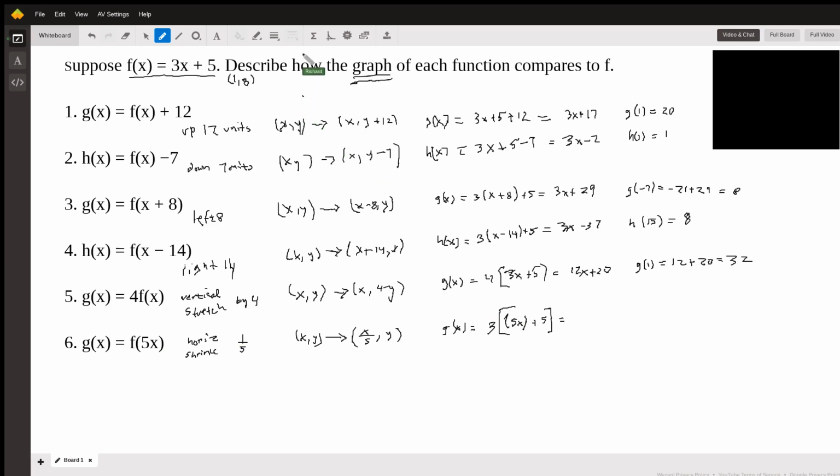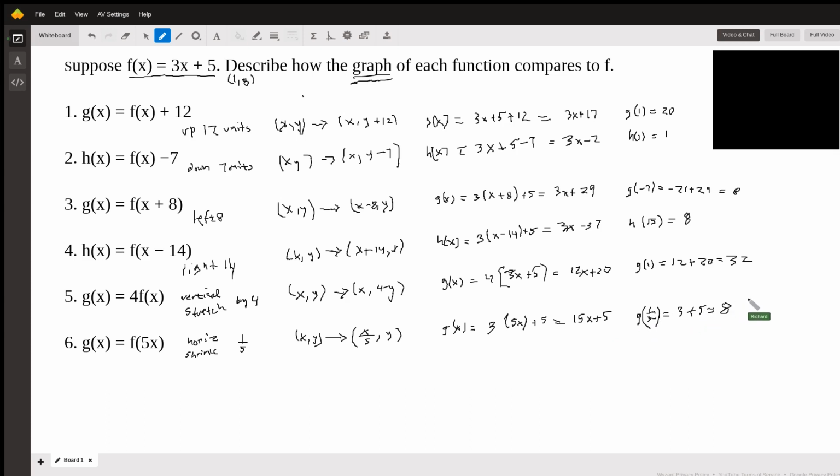No, that's wrong. Sorry. So it's 3. You're just replacing x with 5x. So that's right. That's it. 15x plus 5. So g of 1/5 is going to be, because now 1 comma 8 has gone to 1/5 comma 8. Let's just make sure it's 8. So 15 times 1 over 5 is 3 plus 5 equals 8.